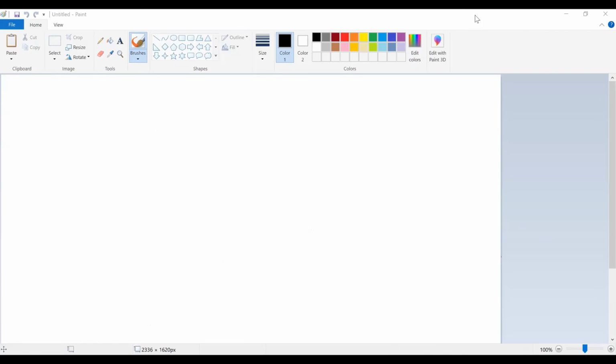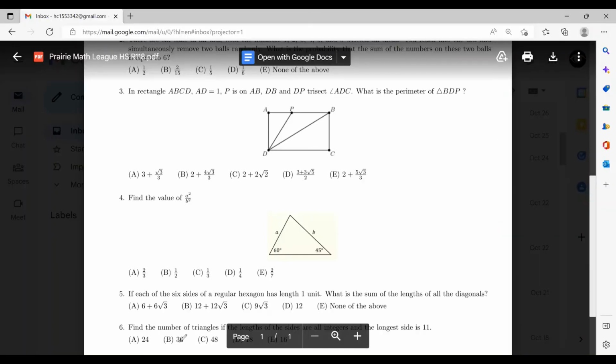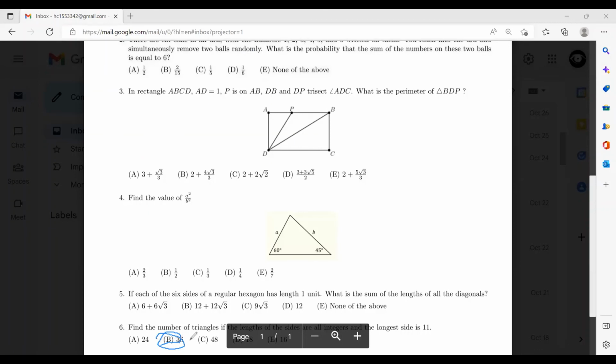And the answer for that is B. So B here, this is the right answer. It says 36 here.